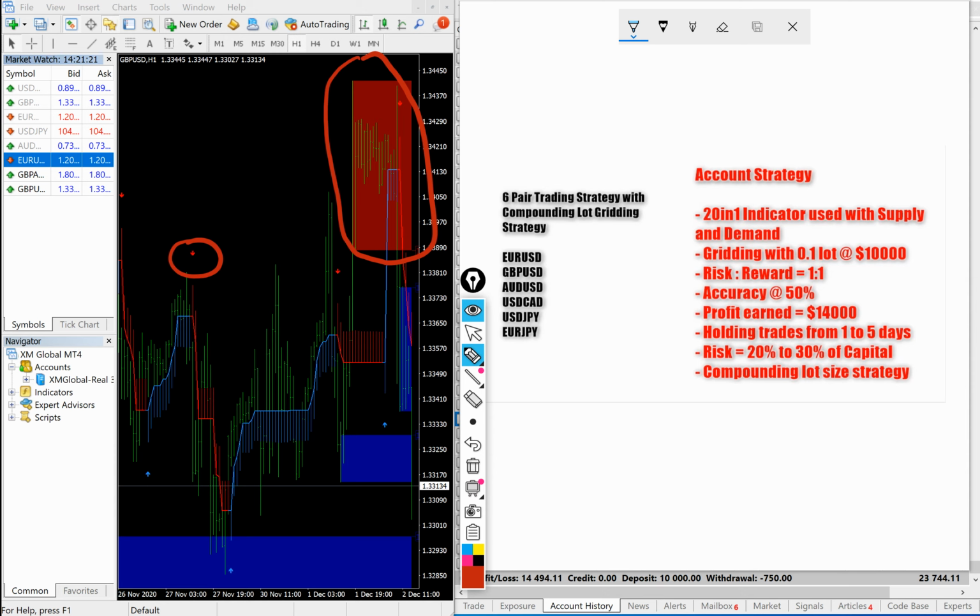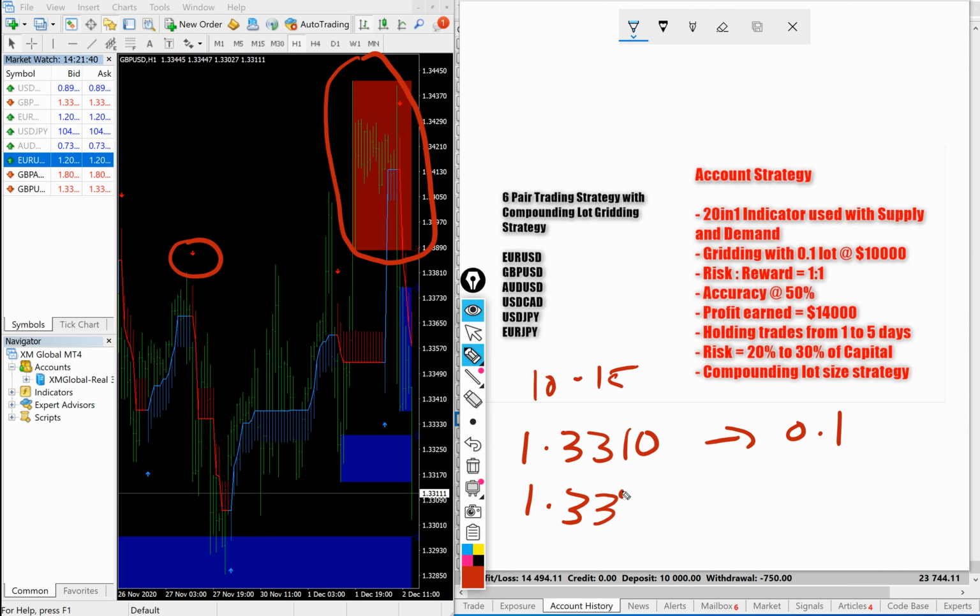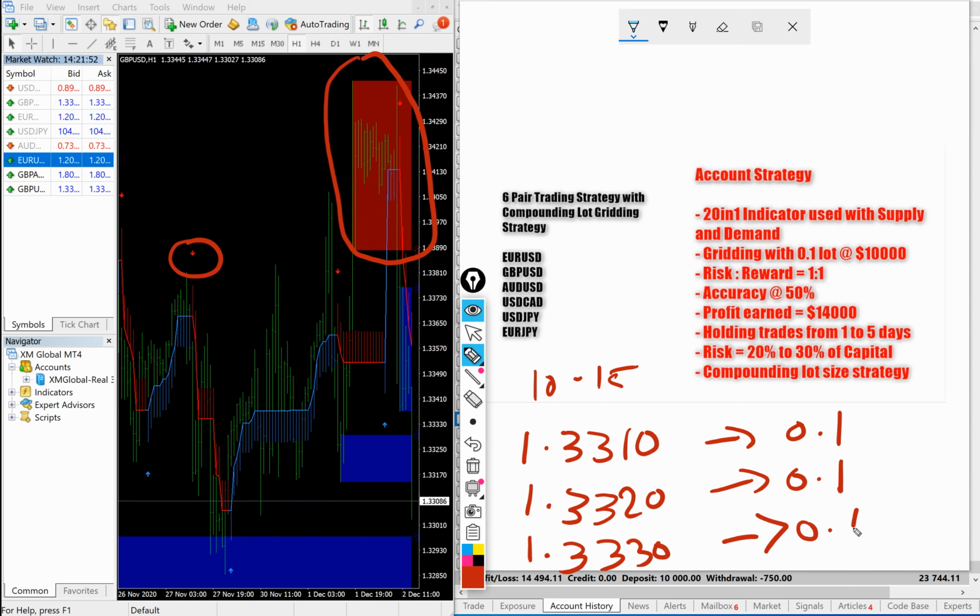Gridding is being used on this account with a gap of 10 to 15 pips. It means that, let's just suppose GBP is running at 3310 as of now. We'll place an order with 0.1 lot size. Now GBP hikes to 20, then again we'll place a second order with 0.1 lot size, then the price increases to 3330, and again we'll place one more order with 0.1 lot size. So this is called the gridding which is being applied on this account.